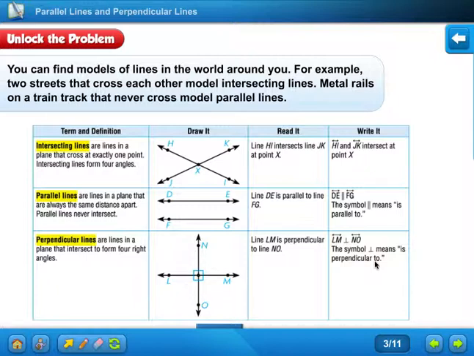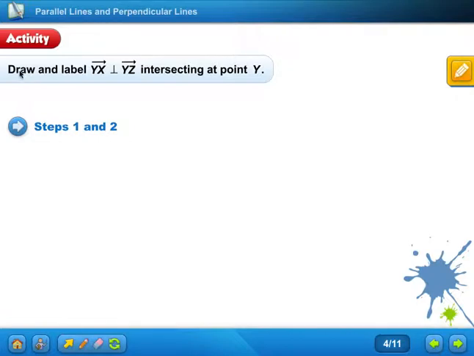All right, so our three types of lines: intersecting lines, parallel lines, and perpendicular. Intersecting, they just cross at one point. Parallel, with those L's, parallel lines are lines that never touch. Perpendicular are lines that form four right angles. All right, let's practice a little. So draw and label.